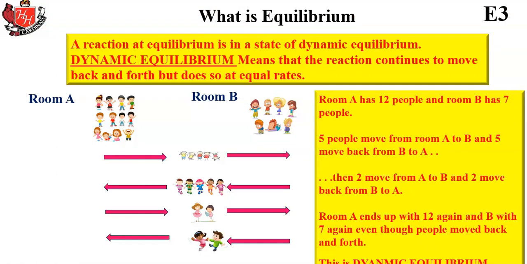So the example that we used, a simple little example, was a reaction at equilibrium is in a state of dynamic equilibrium. Dynamic equilibrium means that the reaction continues to move back and forth, but does so at equal rates. So if you assume that room A has 12 people and room B has 7 people, 5 people move from room A to room B, and 5 move back from B to A. And then 2 people move from room A to room B, and then 2 move back from B to A. Room A ends up with 12 again, and B with 7 again, even though people move back and forth. So that is what is called dynamic equilibrium.